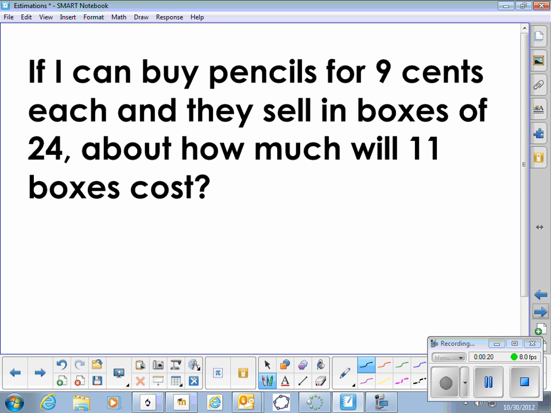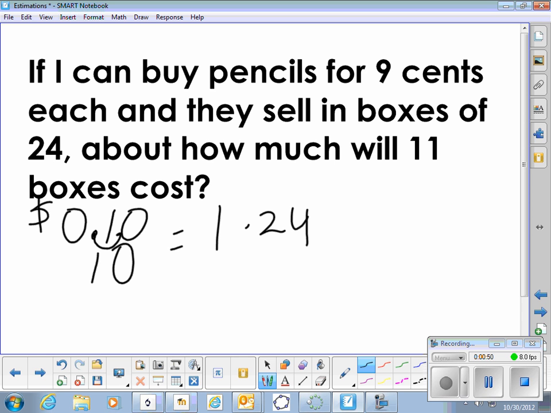Well, that's going to be a little tough to do in my head, but if I say that 9 cents is close to 10 cents, which is a tenth of a dollar, and then if I say, well, 11 boxes is about 10 boxes, if I multiply 10 times 0.1, that just moves the decimal one place, multiplying by 10. So that would tell me I have a 1 times 24 equals $24. So I think that's going to cost me close to $24.